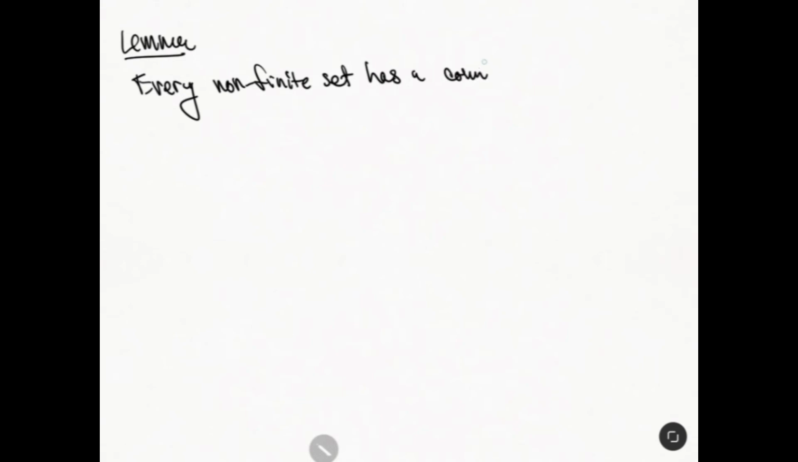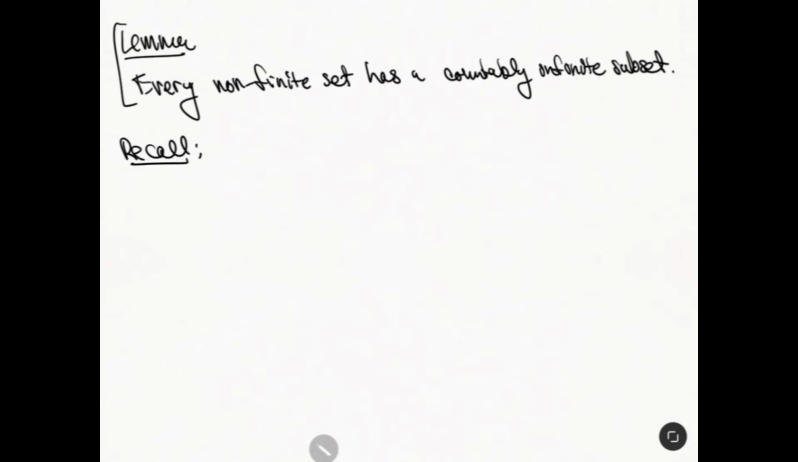Okay, so the lemma. And then I'll recall the axiom of choice. So every non-finite set has a countably infinite subset. So countably infinite means it's in bijection with the natural numbers.